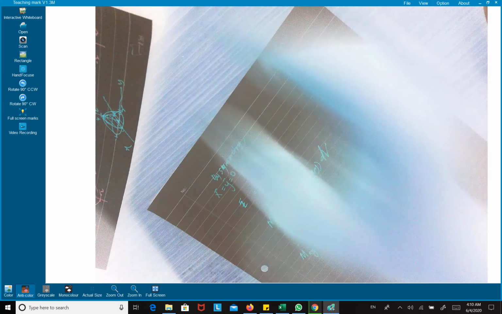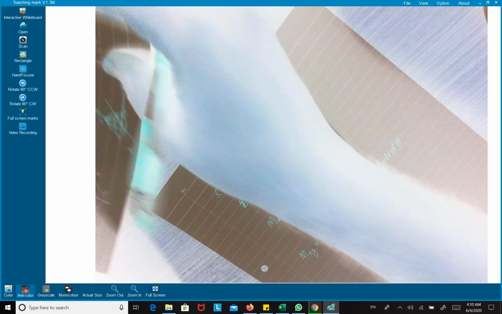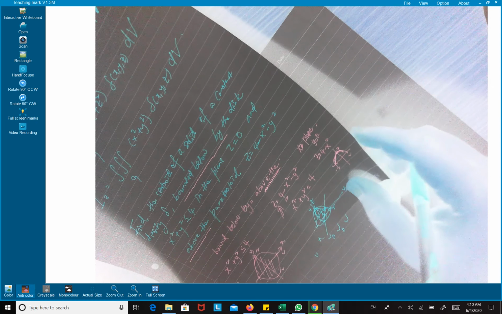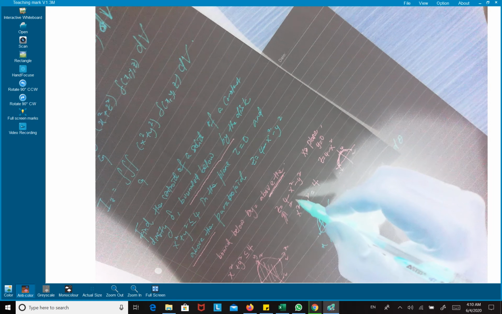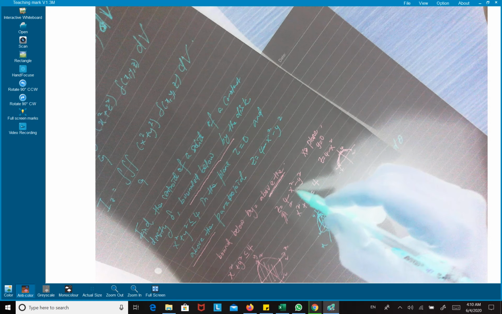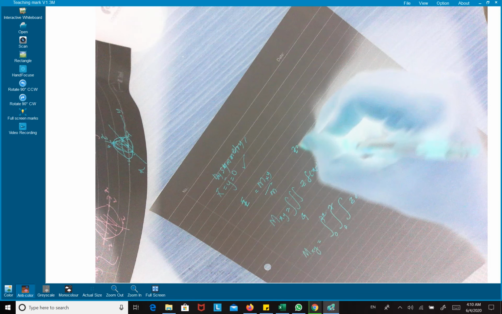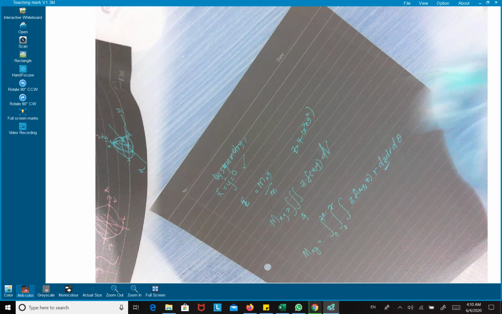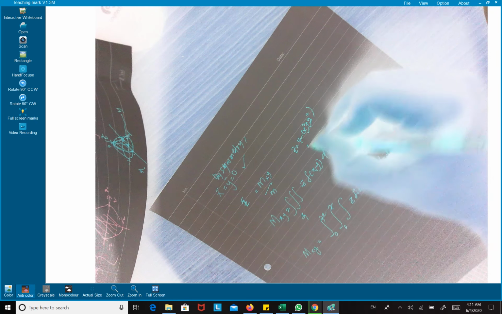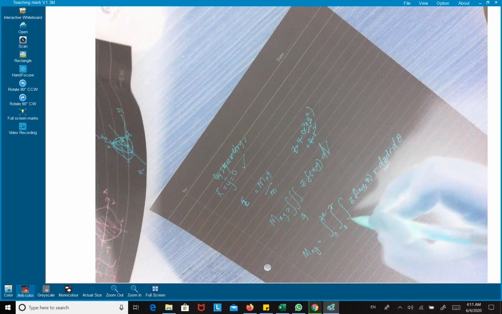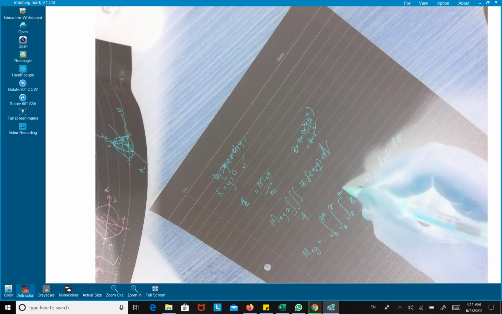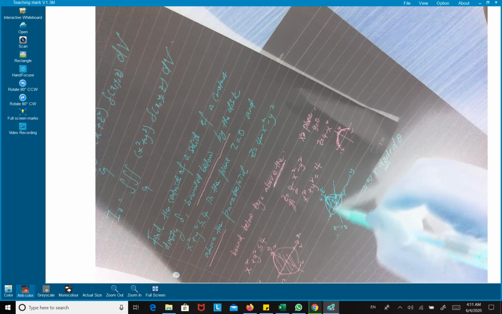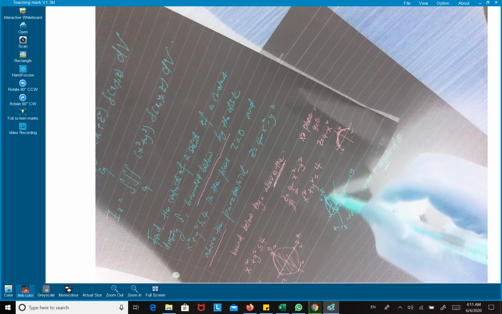So from here you have z equals 4 minus x squared minus y squared. So you can write z as 4 minus (x squared plus y squared). So x squared plus y squared is r squared. So it is from 0 to 4 minus r squared. Okay, from 0 to 4 minus r squared.